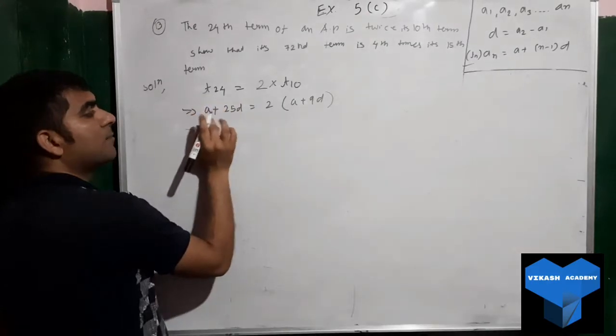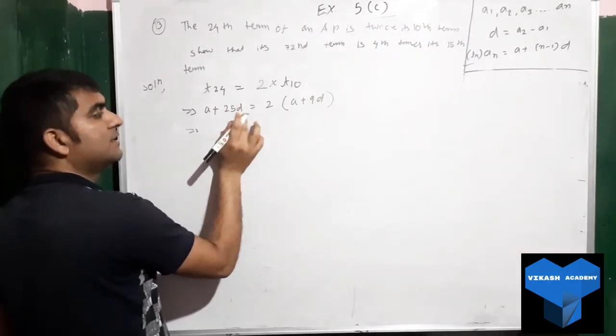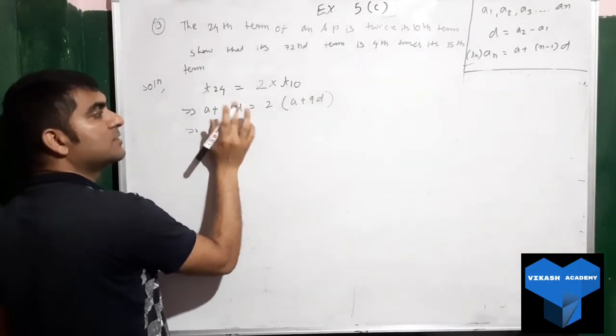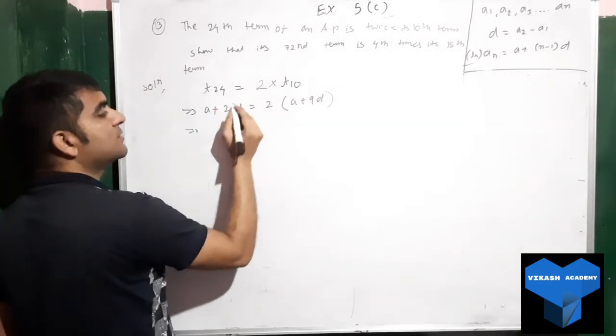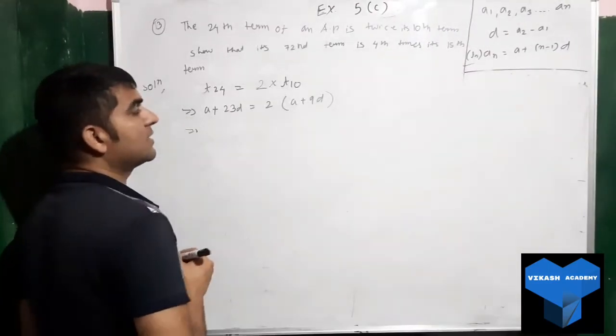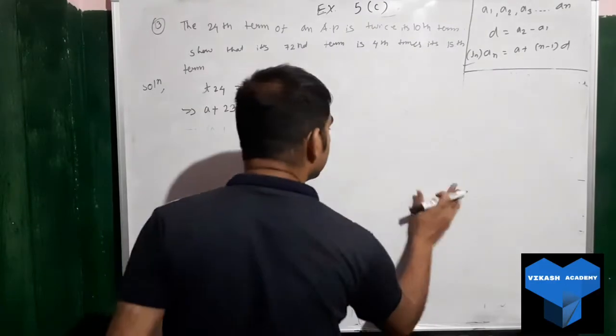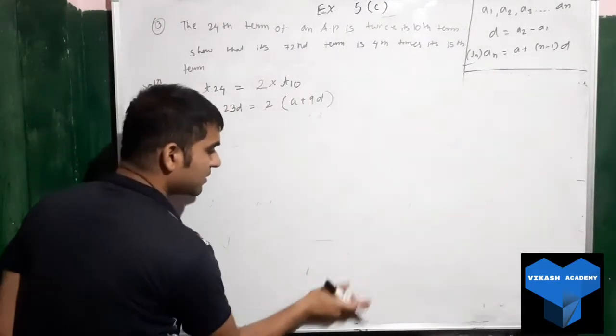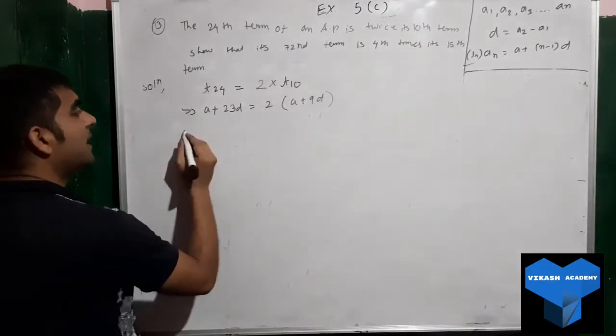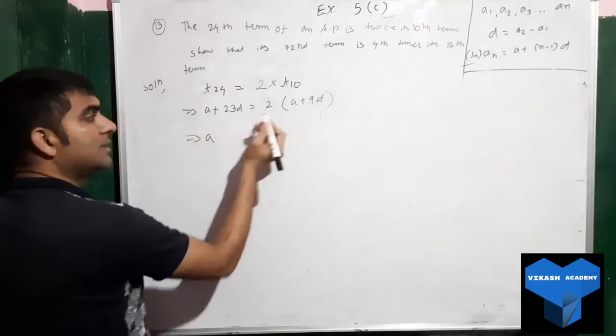T24, so a plus n minus 1 times d. 24 minus 1 will be 23, so it will be 23d. Clear? Somewhere we may have made a mistake in calculation or in writing the value.